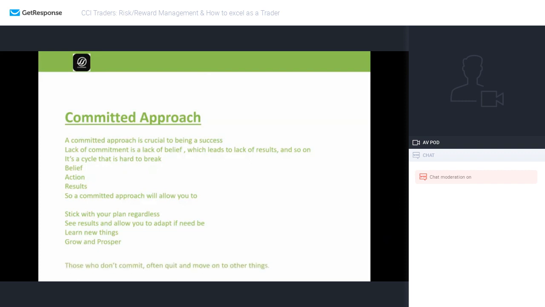Those who don't commit often quit and move on to other things with that negative approach, and then do the same thing again with something else and fail at that as well. And it's all about having commitment to the cause, which causes the knock-on effect of belief, action, and results.